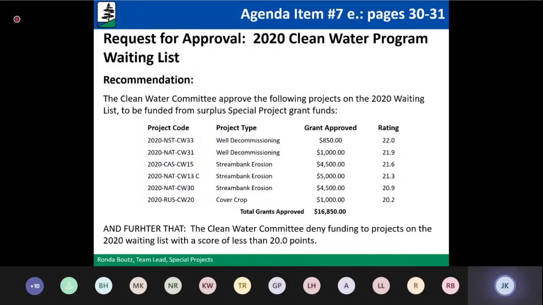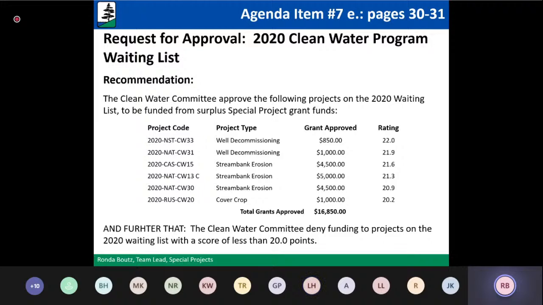So we're on to item E, the request for approval of 2020 Clean Water Program waiting list. Rhonda? Thank you, Madam Chair. We're on page 30 of your agenda package. You will note under the discussion, we do have 14 projects from this year that were placed on the waiting list. These projects rate between 15.6 and 22.0 points that were scored at the June and September meetings. They all meet project criteria. However, we didn't have sufficient funding to approve any projects that were below 21.5 at the previous meetings.